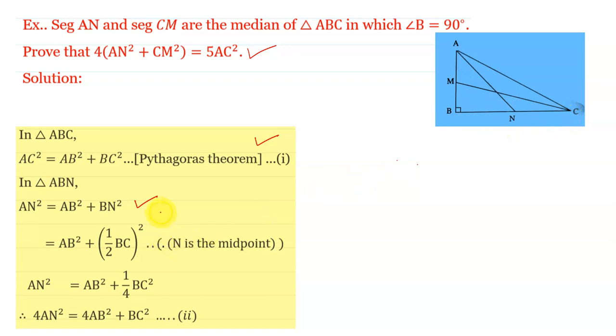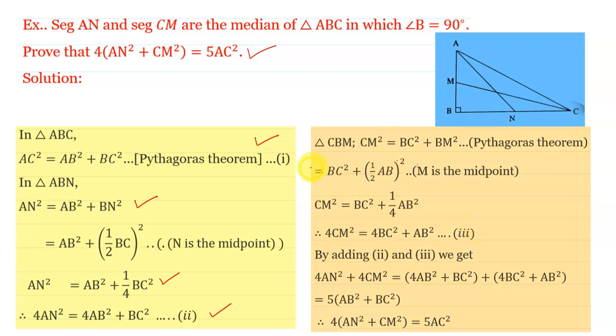Now what do we write for BN? BN is replaced by (1 upon 2 BC) whole square, and we simplify that. Therefore AN square is equal to AB square plus 1 by 4 BC square. This is the first. Next, multiply on both sides by 4. Therefore 4 AN square is equal to 4 times AB square plus BC square. Okay, now the next.